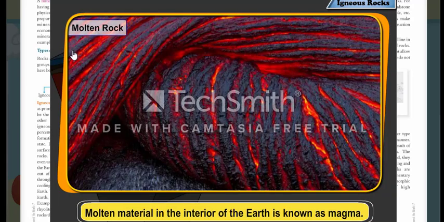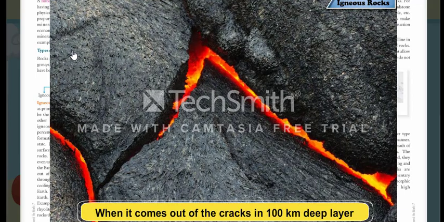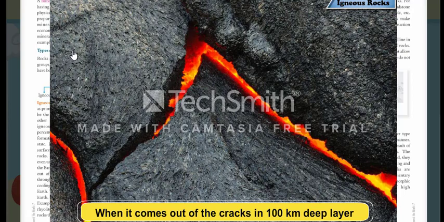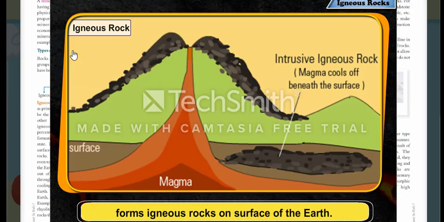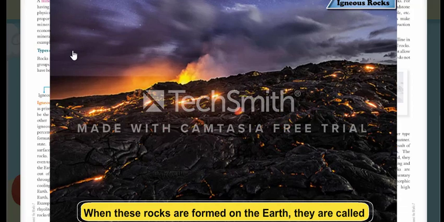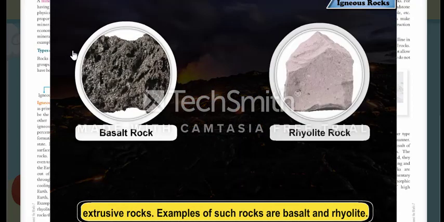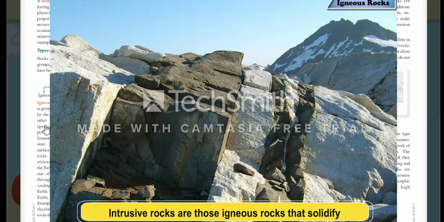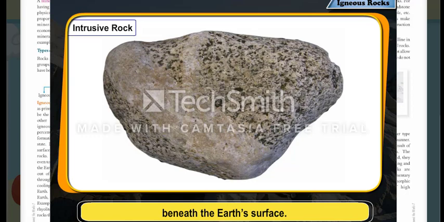Molten material in the interior of the Earth is known as magma. When it comes out of the cracks in 100 kilometers deep layers through volcanoes, it is called lava, which on cooling forms igneous rocks on surface of the Earth. When these rocks are formed on the Earth, they are called extrusive rocks. Examples of such rocks are basalt and rhyolite. Intrusive rocks are those igneous rocks that solidify beneath the Earth's surface.